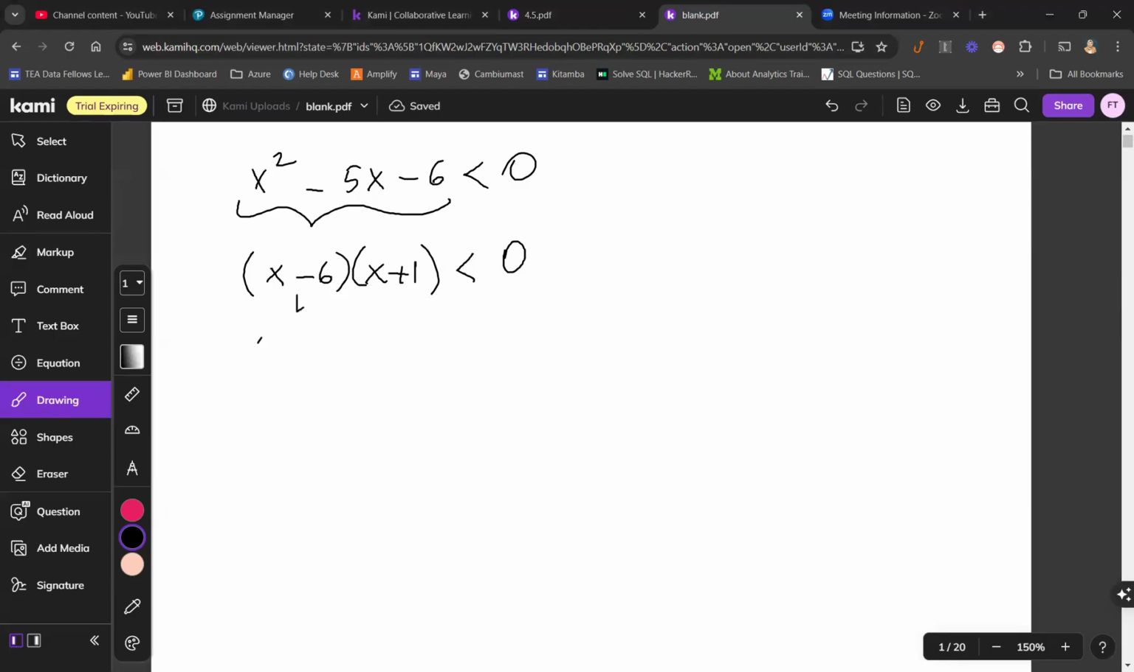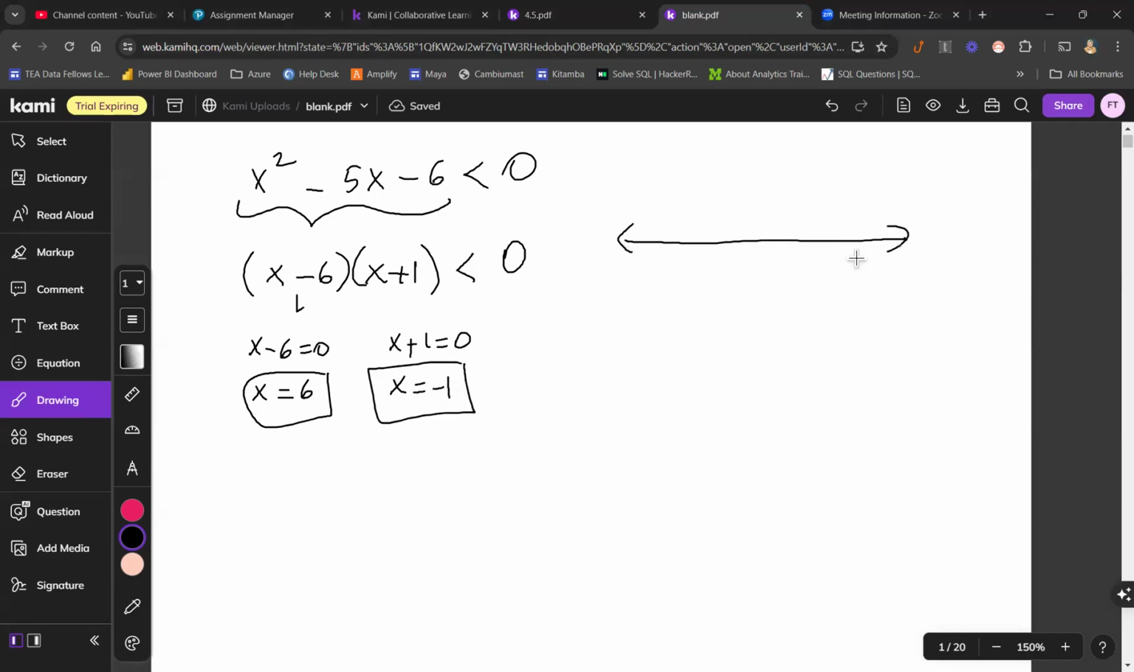And when we multiply these two factors, we want them to be a negative number. Then we set x minus 6 to be 0, and this gives me x equals 6. Then we set x plus 1 to be 0, and this gives me x equals negative 1. So now, on this number line, we have two critical points, negative 1 and positive 6. And we don't want to be equal to any of these, because when we get equal to them, we will become 0, but we want to be just less than 0. We don't want to be equal to 0. So these two will be open circles.